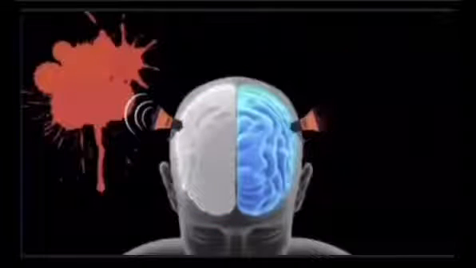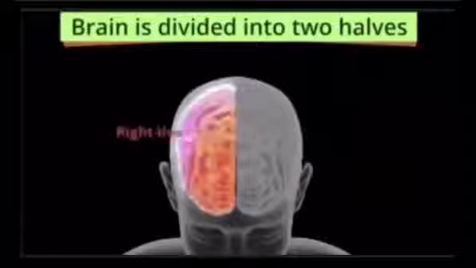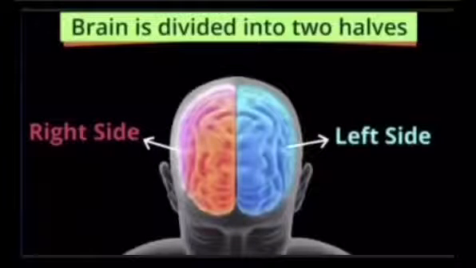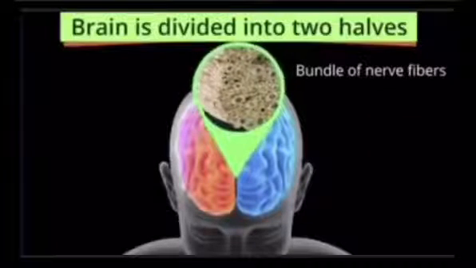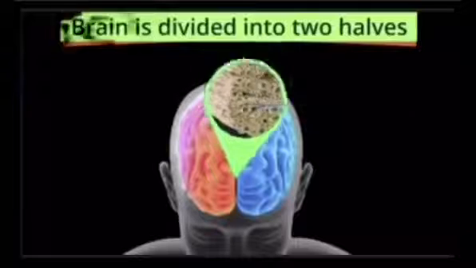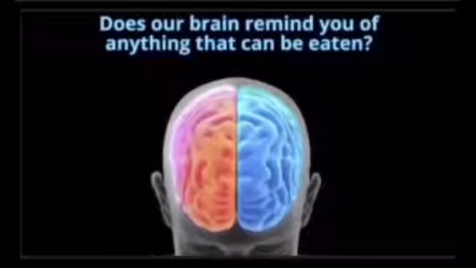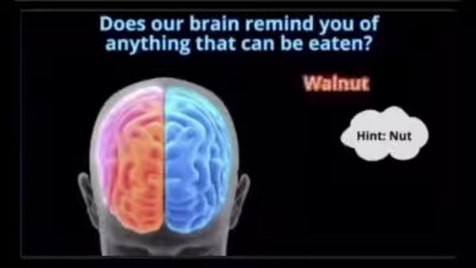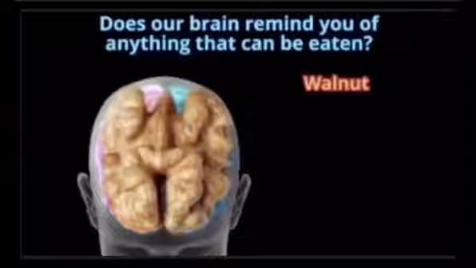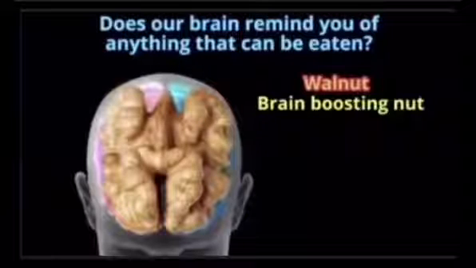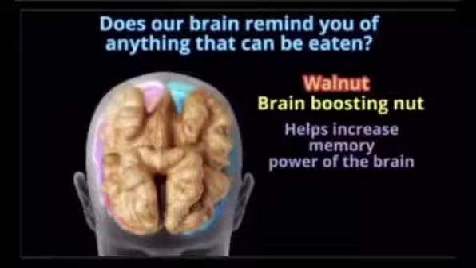Your right side of the brain tries to say the color and your left side of the brain insists on reading the word. So by this we know the brain is divided into two halves, the right half and the left half. Both these halves are connected to each other by bundles of nerve fibers called the corpus callosum. From this view, does our brain remind you of anything that can be eaten? Any nut? Yes, walnut. It looks like a walnut. It's a brain boosting food and helps to increase the memory power of our brain.